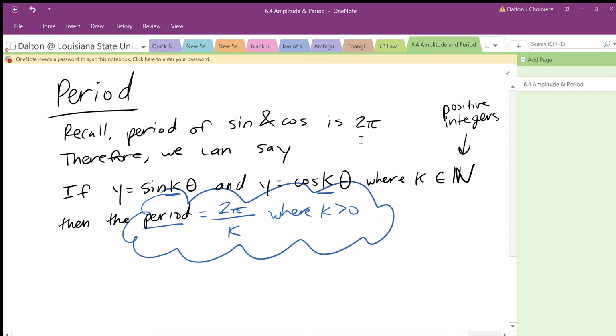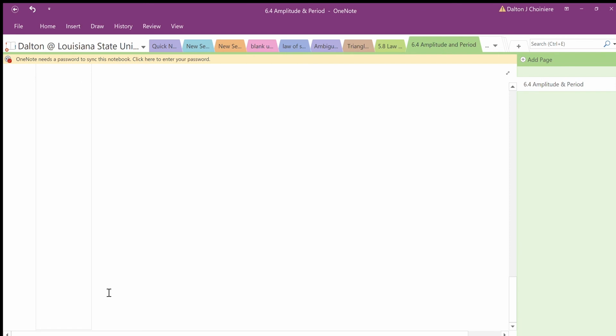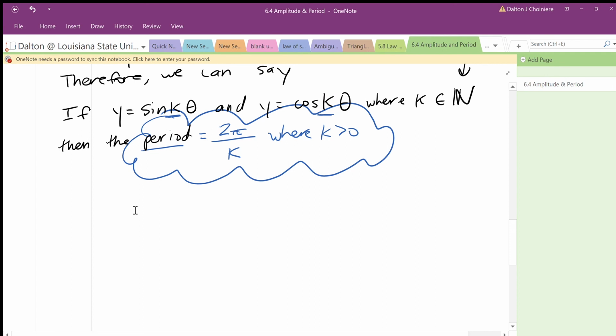Okay, so before we look at graphs, and what the graph does to the period, I just want to do some basic examples of finding the period from a given function. So let's do example 2. And all I want to do for these is determine the period.